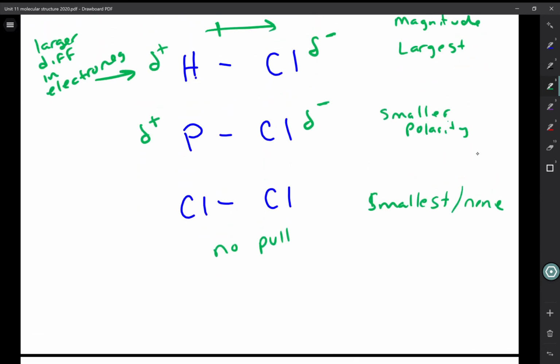And next video, we'll do polarity of molecules. We're going to look at the overall polarity of an entire molecule with multiple bonds in it.